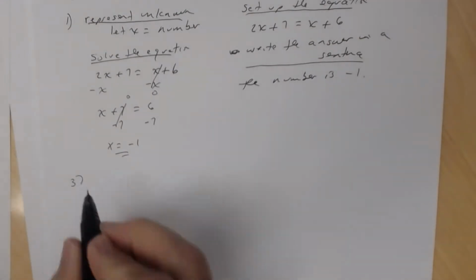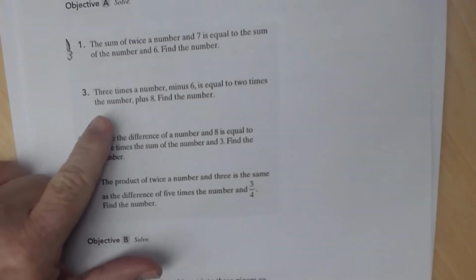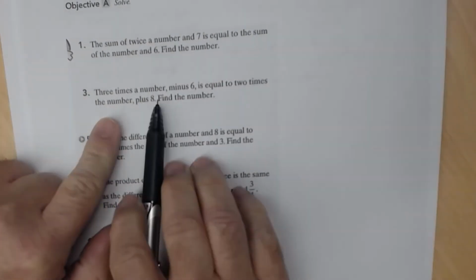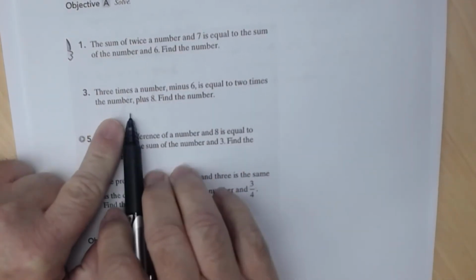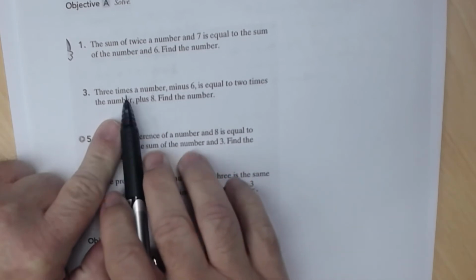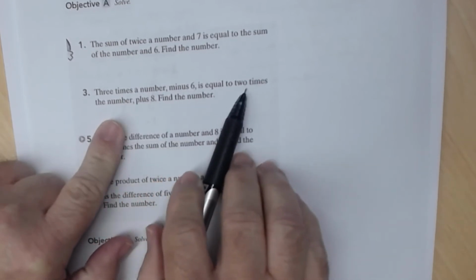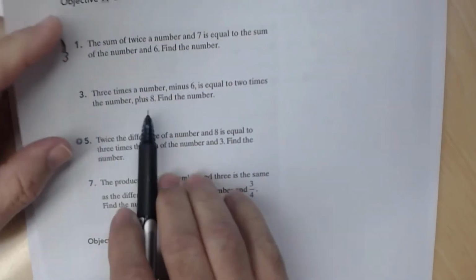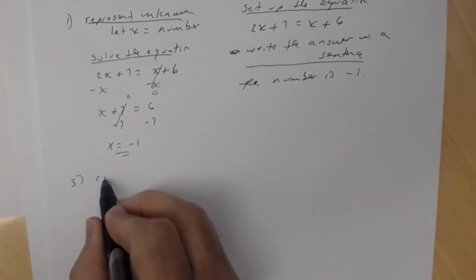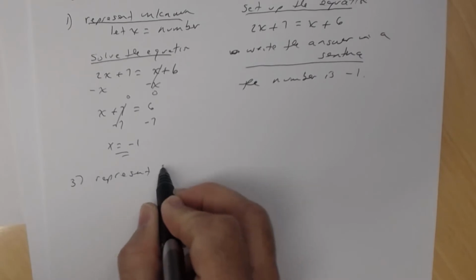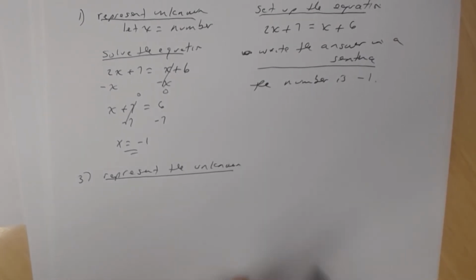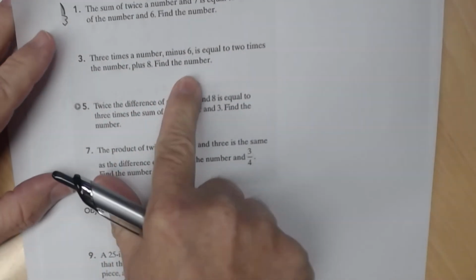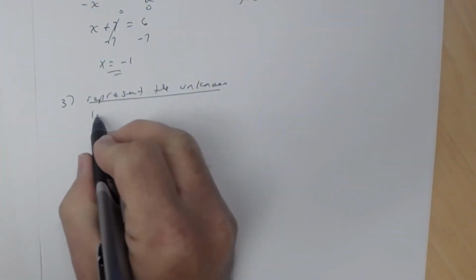Okay, number 3 looks like this. It says 3 times a number minus 6 is equal to 2 times a number plus 8. So you can represent the unknown. Since you're just trying to find that number, let x be that number. So let x equal the number.